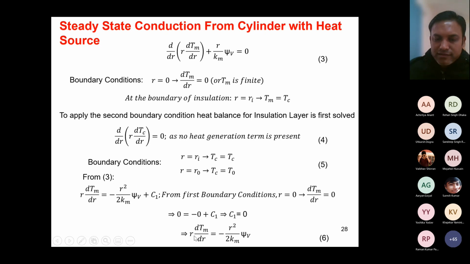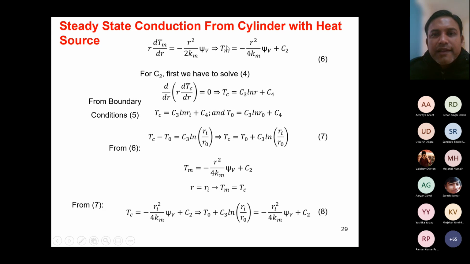So what we are left with is r dTm by dr equals minus r square by 2 km psi v. Now this equation we can further integrate with respect to r. And what we get is Tm equals minus r square by 4 km psi v plus C2. Clear? Is it clear to everyone now? Yes, sir.